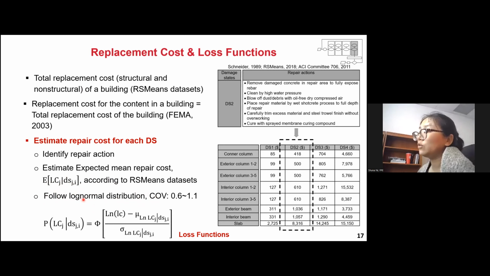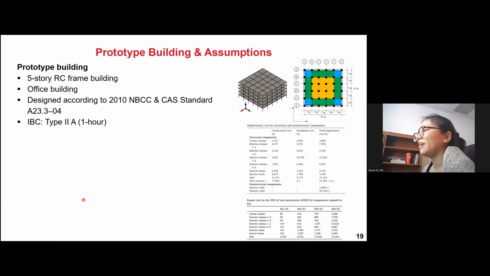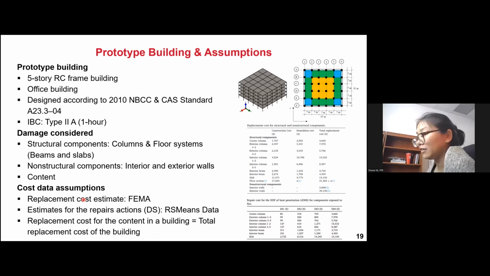can estimate the total cost. And in the following is just the basic calculations. So this is the whole framework, and we also have applied this framework to our case study. This is our 5-story reinforced concrete building, and the damage we consider is structural component damage, non-structural component damage, and the content.